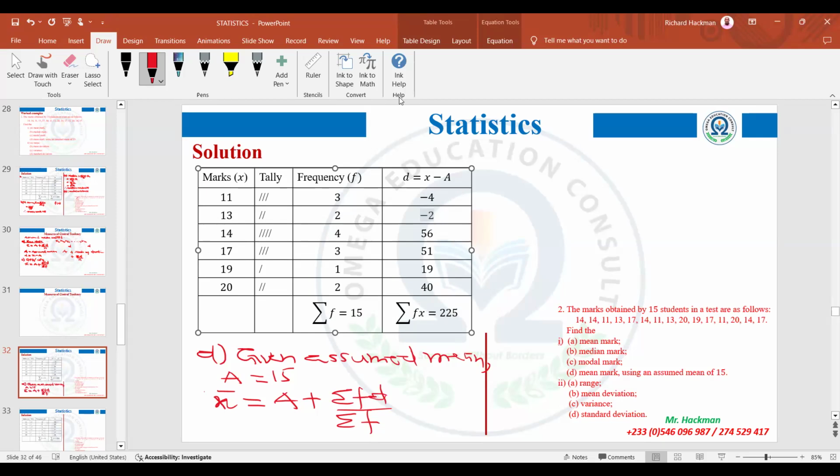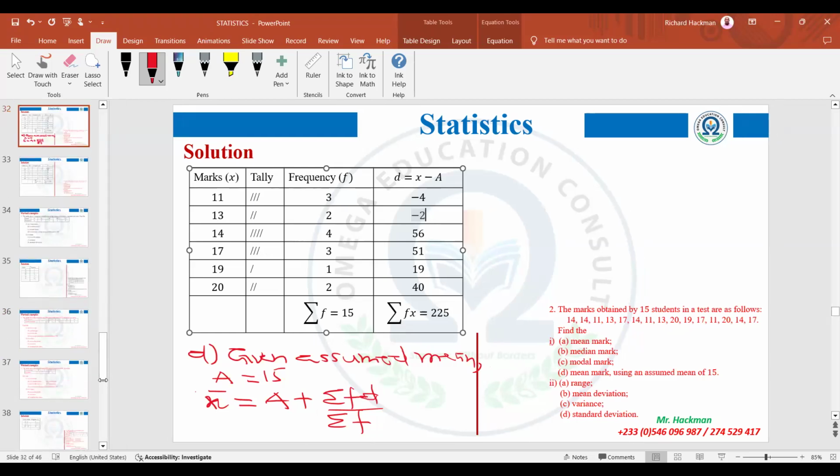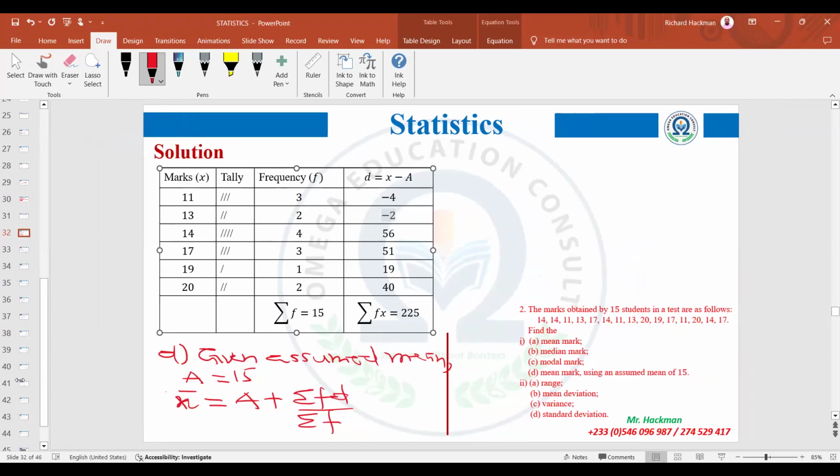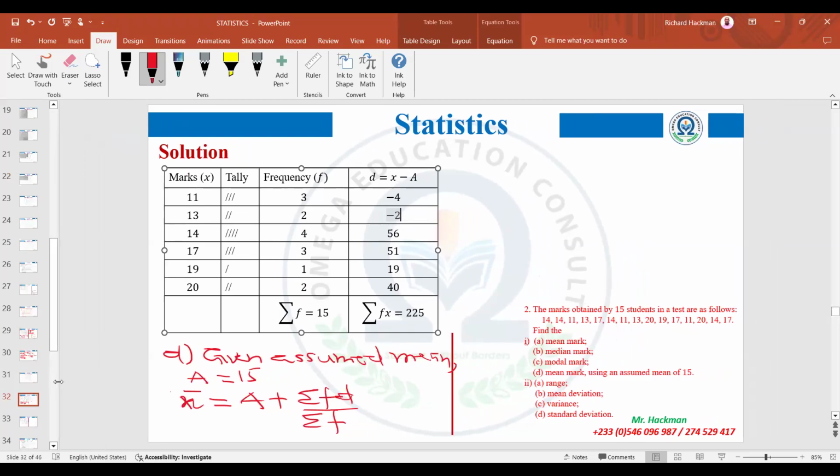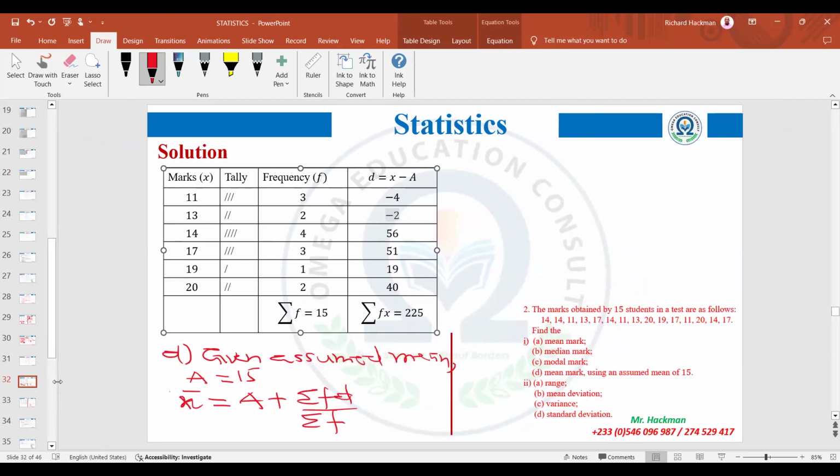Yes, please. Can you go over how to find the assumed mean again? Your connection line is bad. Come again, what did you say? Go over how to find the assumed mean again. My line kept on disconnecting.